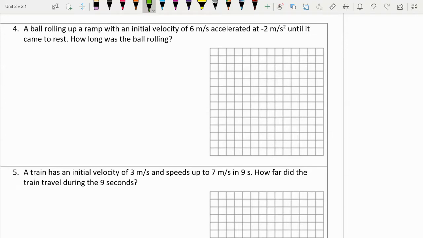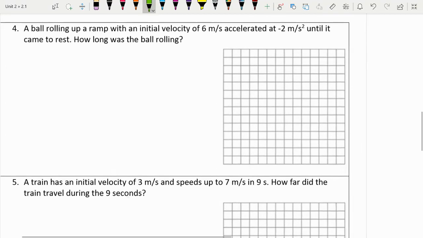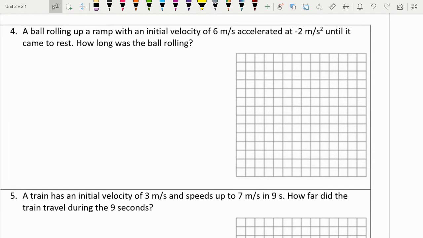All right, question 4, here it comes. So, a ball rolling up a ramp with an initial velocity of 6 meters per second accelerated at negative 2 meters per second until it came to rest. How long was the ball rolling?